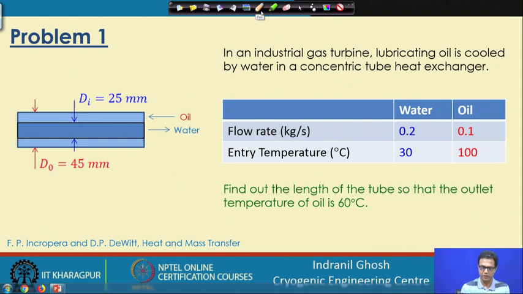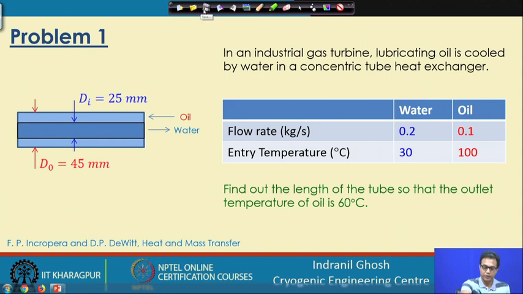So, first of all, if we have to find out the sizing problem, if we want to apply the LMTD method, what we need to know is the exit temperature of all the 4 fluid streams.